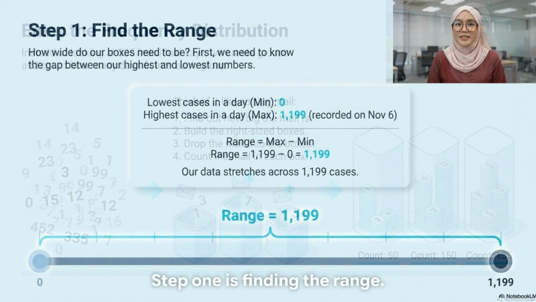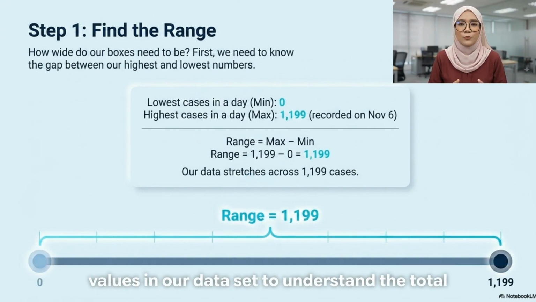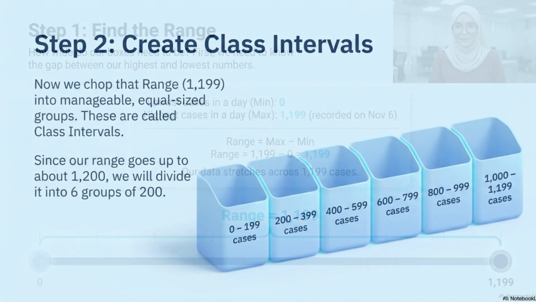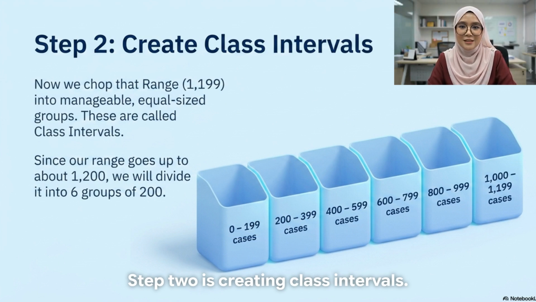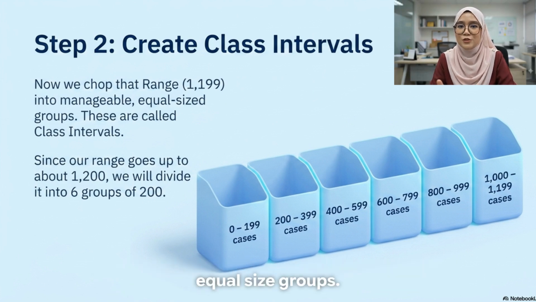Step 1 is finding the range. We must identify the minimum and maximum values in our dataset to understand the total span of our numbers. Step 2 is creating class intervals. We divide our total range into manageable, equal-sized groups.